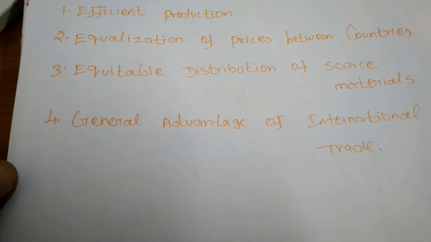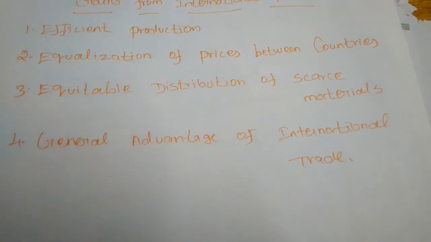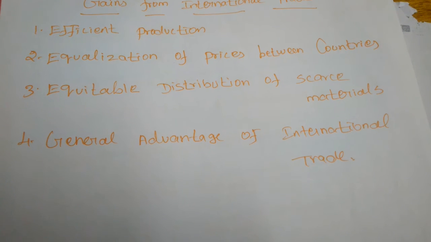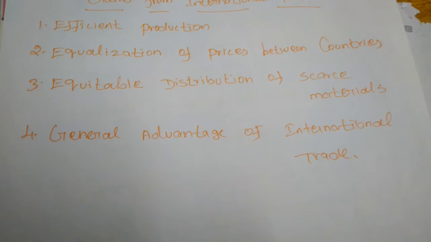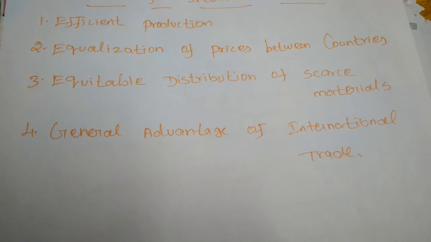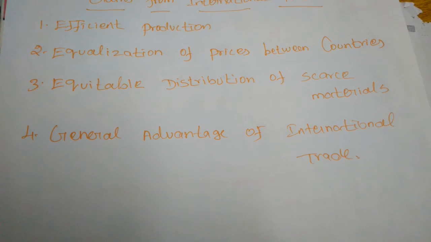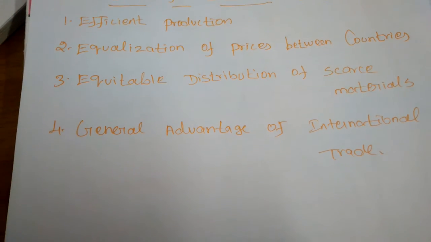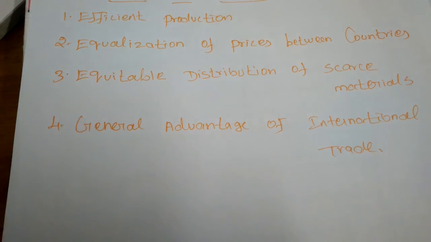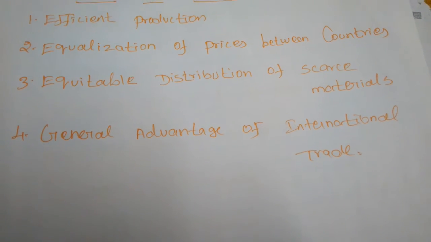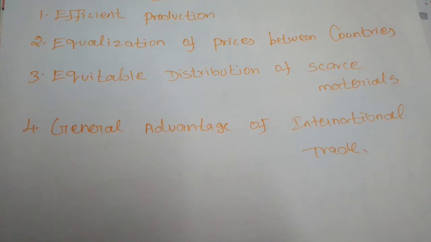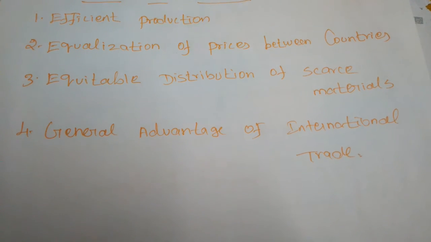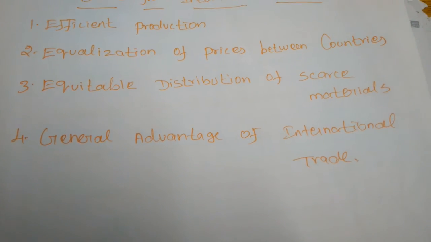Next is generation of more employment opportunities. When we are importing, exports and imports will be improved, and some employment opportunities will be created. The customs union will also create more employment opportunities. Next, industrialization of backward nations. Backward nations will also improve their industrialization because of importing or exporting commodities.